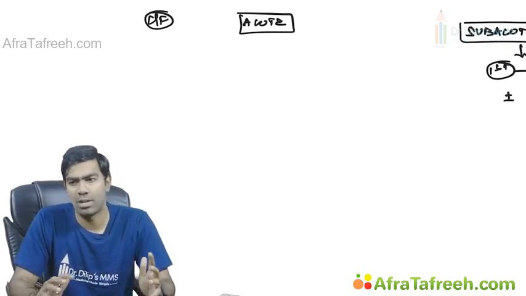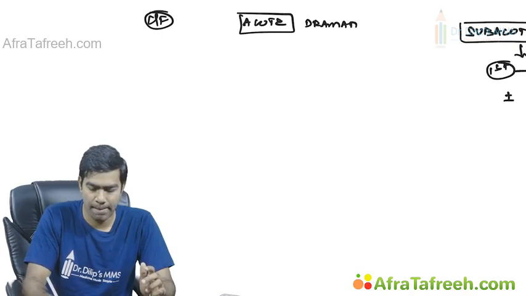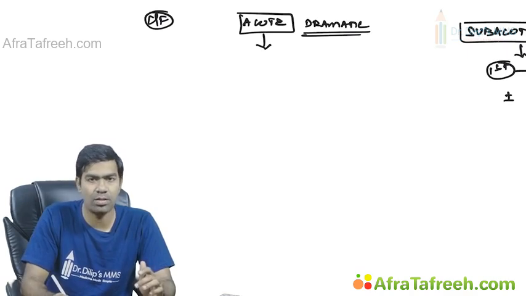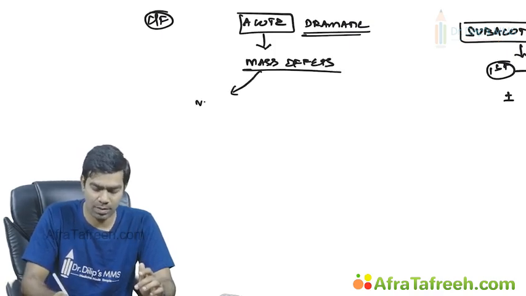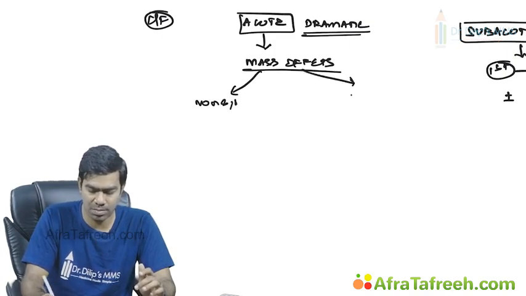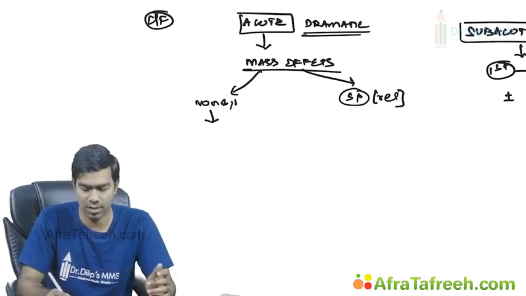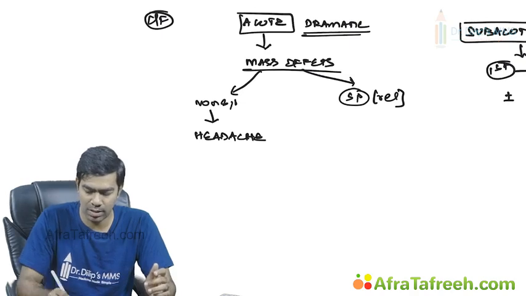But apoplexy is something different. It will be more dramatic in presentation, and it's one of the neurosurgical emergencies where they are going to present with mass effects of the pituitary. So whenever the pituitary produces mass effects, you have a lot of non-specific signs, and you have some relatively specific signs with respect to the pituitary. What are the non-specific signs of any mass effect? Obviously it's going to be the headache, and in apoplexy the most common clinical feature will be the headache.